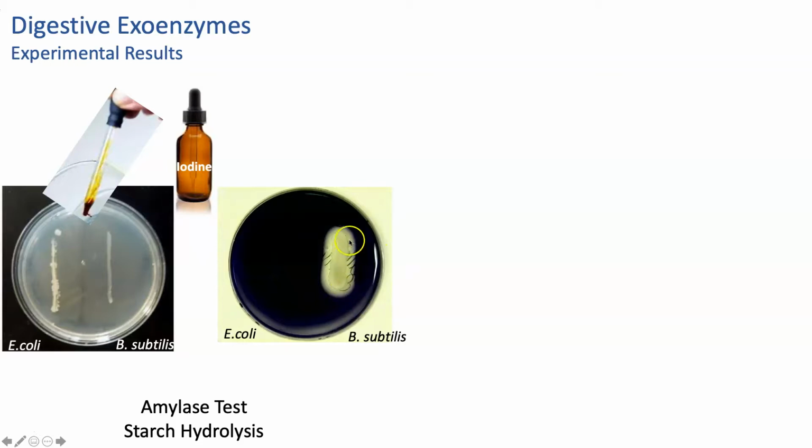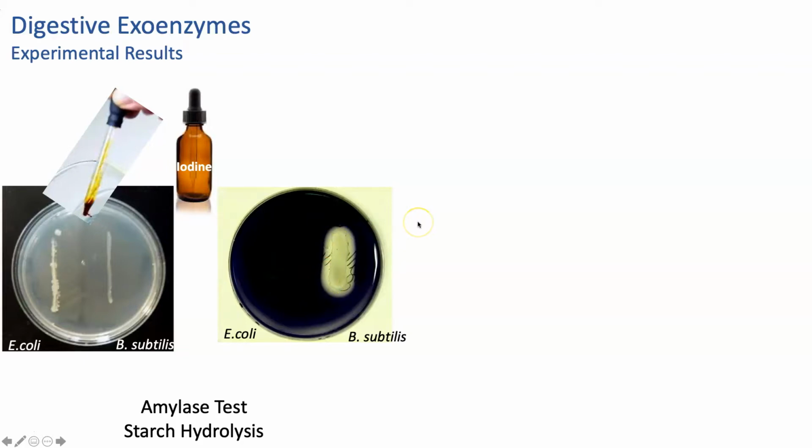What this tells me is that Bacillus subtilis produces the enzyme amylase, and therefore this enzyme hydrolyzed or broke down or digested the starch that surrounds the bacteria. And since there isn't any starch present around the bacterial colony, the iodine does not bind there because there isn't starch.